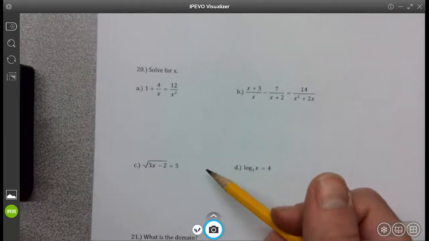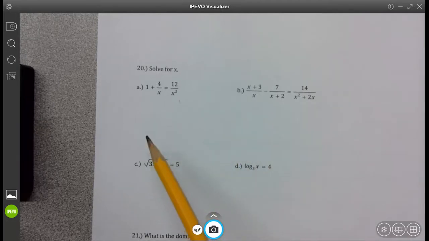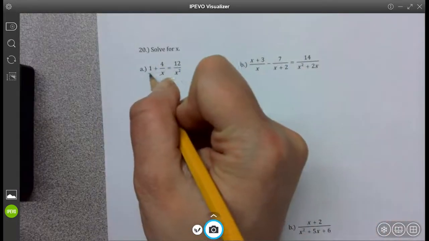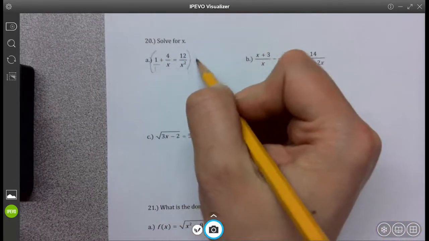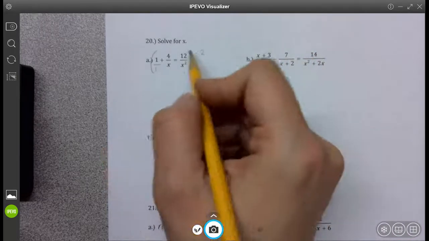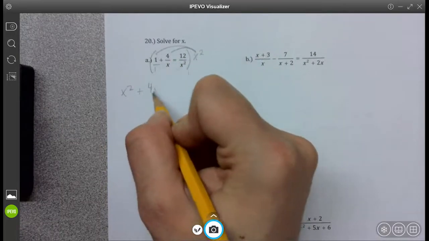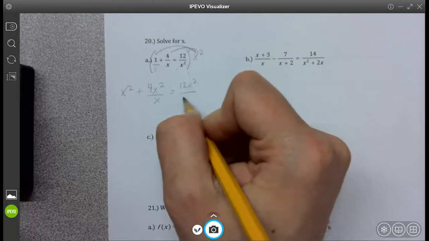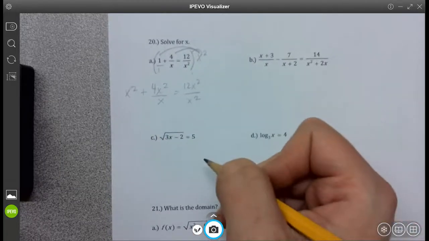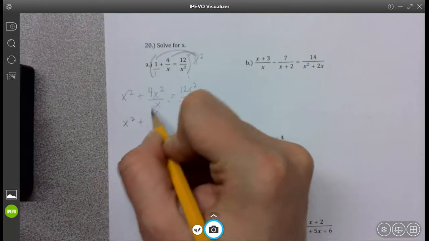20. Solve for x. Okay, here's the thing. If you didn't know how to do 20a and b, it's multiple choice. You can just plug in your answers and see if they work. Well, we have a denominator of x squared. So that means I have to multiply the numerator by x squared to get rid of that denominator. So we have x squared plus 4x squared over x equals 12x squared over x squared. This is what's called clearing the denominator. We're getting rid of it. We're like, you're ugly. We need to make you pretty so we can solve way easier, which we're doing.